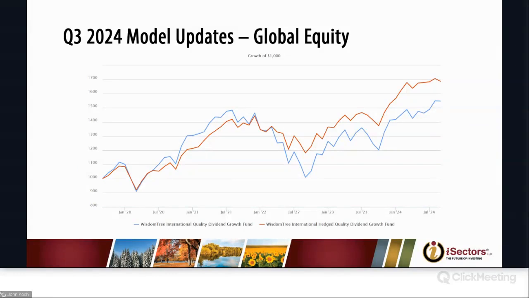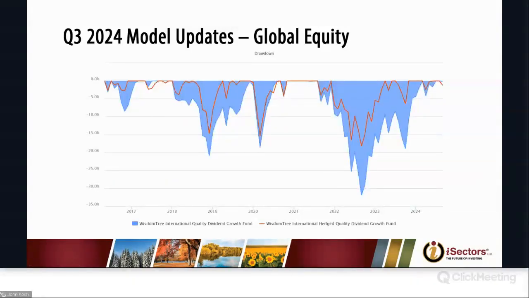You can see on this chart that there are 2 versions of the same ETF plotted here. One is the normal WisdomTree International Dividend Growth ETF, the blue line, and the other is the currency hedged version of WisdomTree's Dividend Growth ETF, the red line. You can see the currency hedged version has outperformed over the last 5 years, mainly because the US dollar has been so strong relative to other currencies. But that's not the only reason that we wanted to add a currency hedged ETF to the model, not just because of outperformance of the dollar.